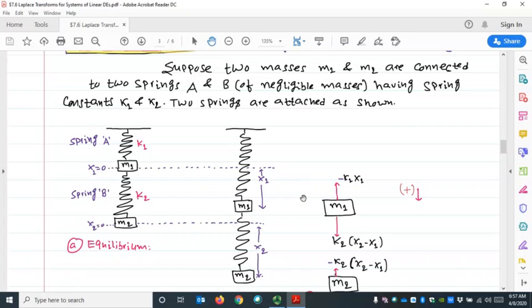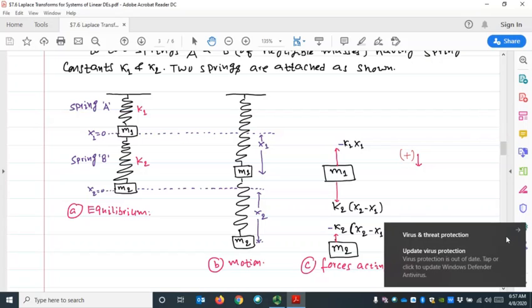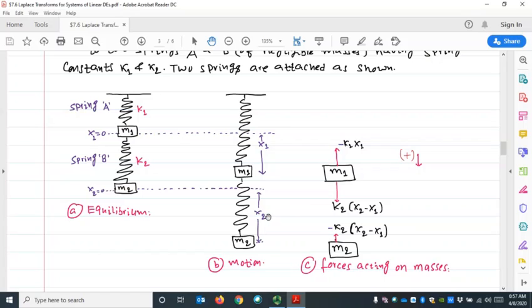And now in the second diagram, let me scroll this up here. In the second diagram, we put the motion. Then this M1 and M2 both elongate, or they are displaced here. I mean the displacement for M1, x1 is the displacement. For M2, x2 is the displacement.